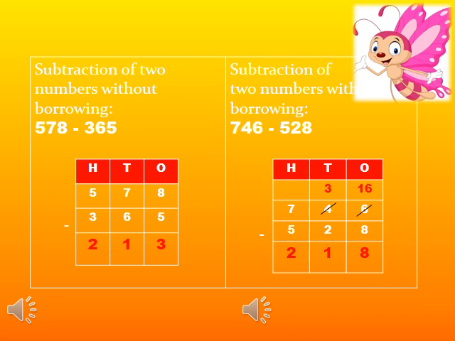Now subtract. 16 minus 8 will get 8. Now subtract tens place. 3 minus 2 will be 1. Now subtract hundreds place. 7 minus 5 will be 2. Hence 746 minus 528 is equals to 218.